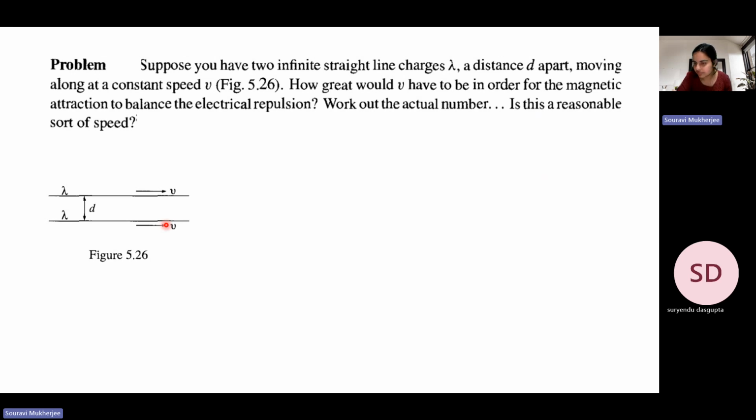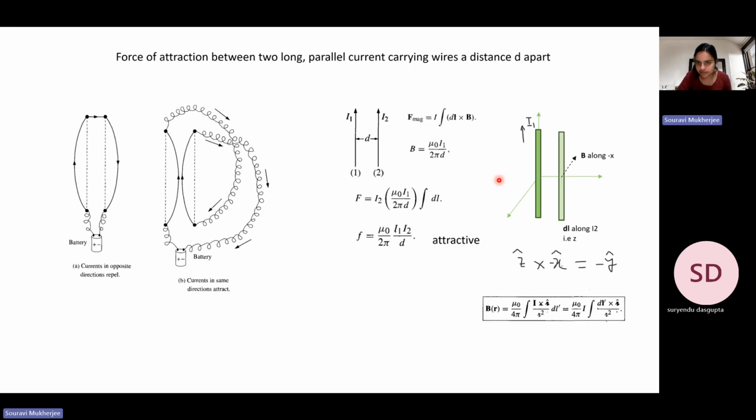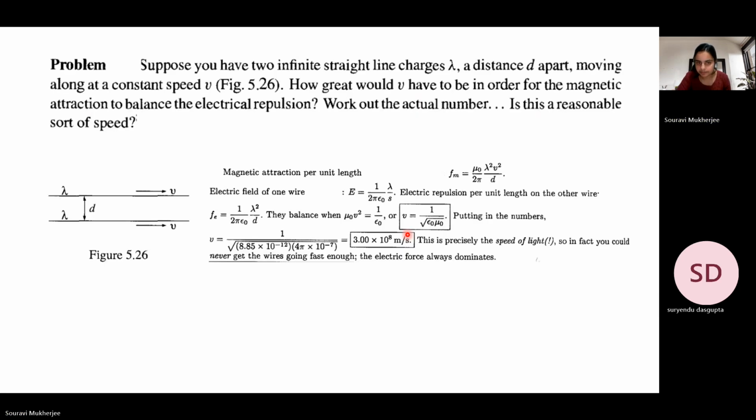We know how to find the force, right? The force per unit length is nothing but mu0 by 2 pi lambda square v square by d. This is your magnetic force. This is nothing but writing this relation, replacing I1 and I2 by lambda into v.